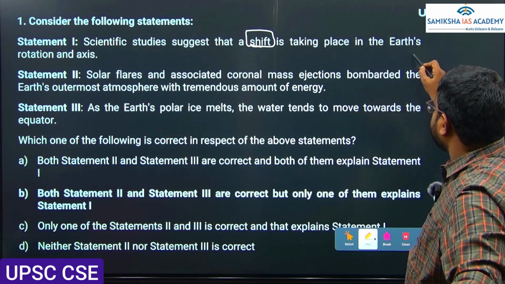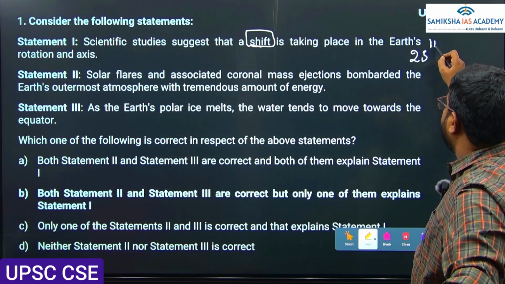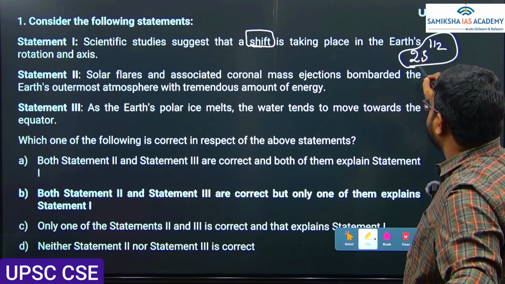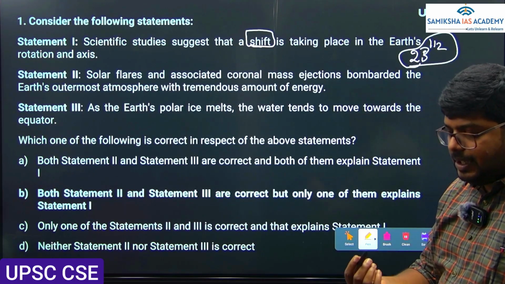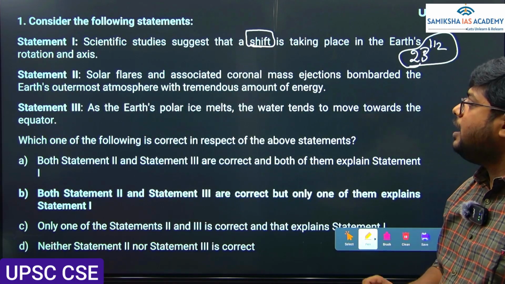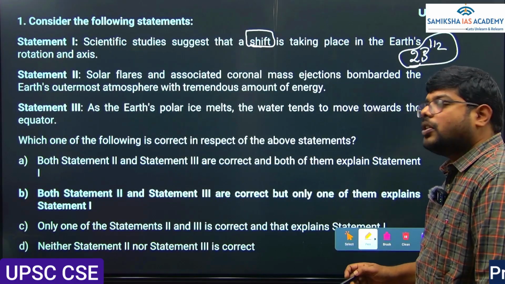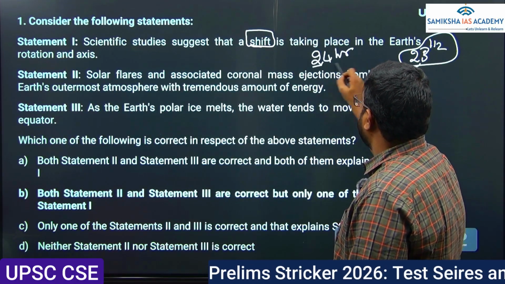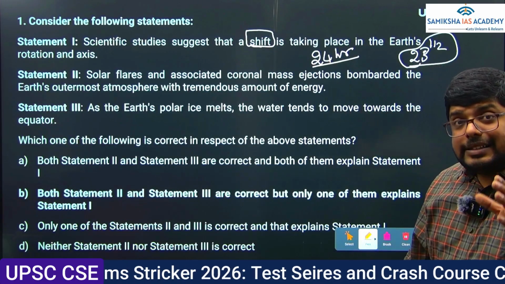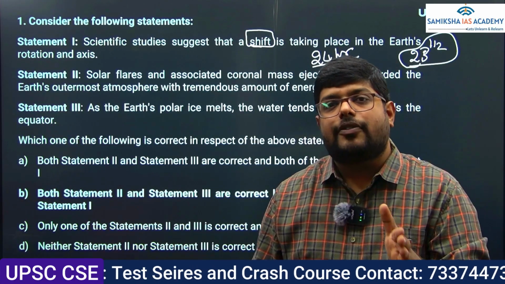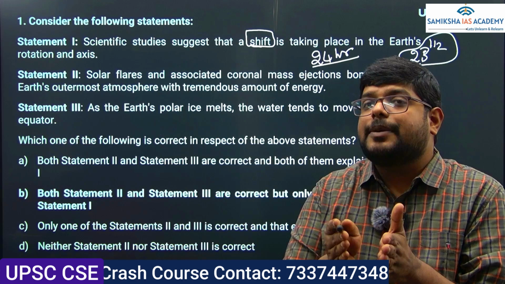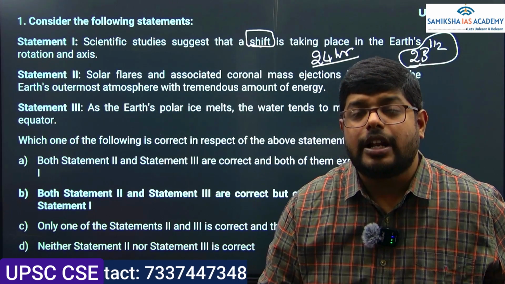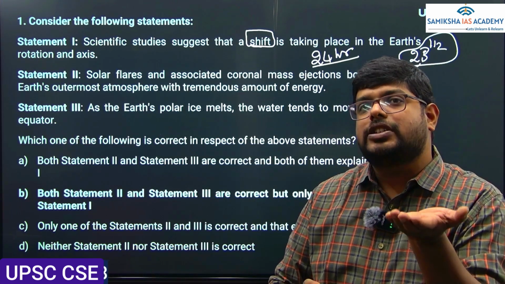The tilt of the earth's axis is 23 and a half degrees, right? But in the same way we are having the rotation. What is rotation? Rotation is approximately 24 hours. They are saying that the rotation of the earth has been changing, and at the same time the tilt of the earth's axis has been changing, right? Now for this, again, basic physical geography is important.